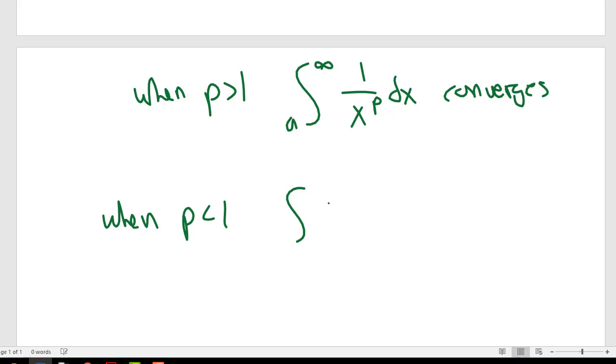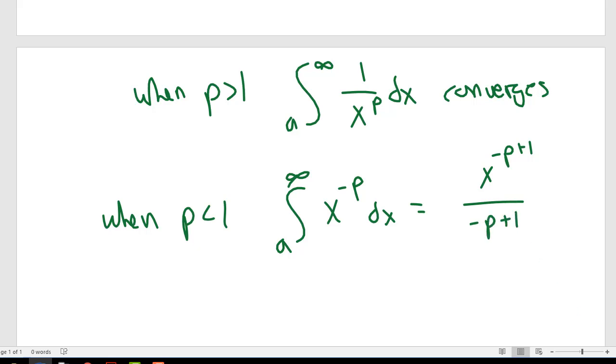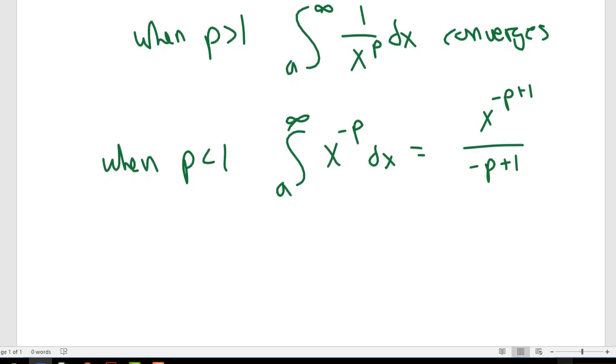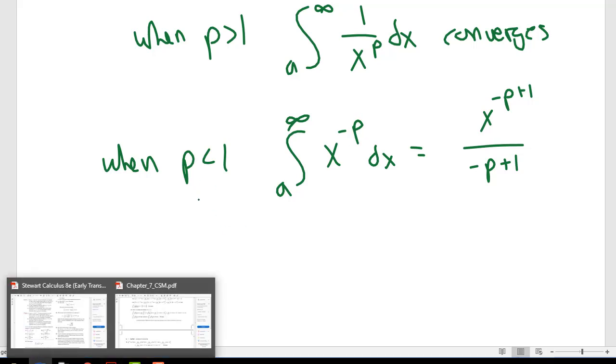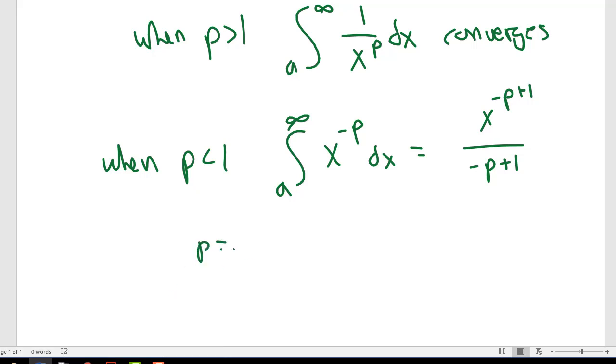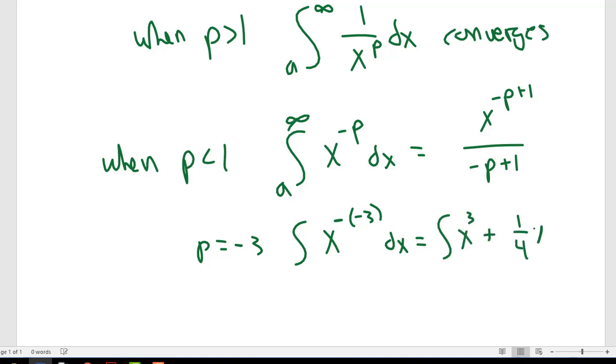So let's say we look at x to the negative p from a to infinity, and again, we're going to add 1 to the power. We're going to divide by the new power. Now, again, numerically speaking, let's suppose p is less than 1. So let's suppose p was negative 3. So I have x to the negative of negative 3 dx. Right, so that's the integral of x to the 3, which is 1/4 x to the 4th.